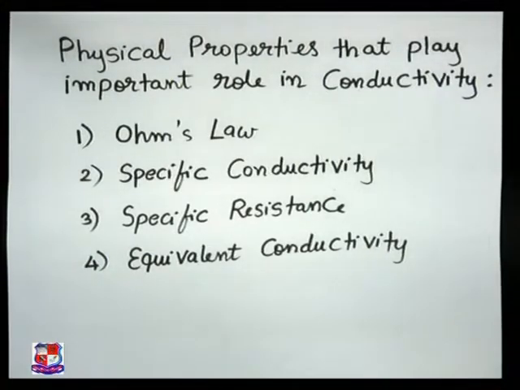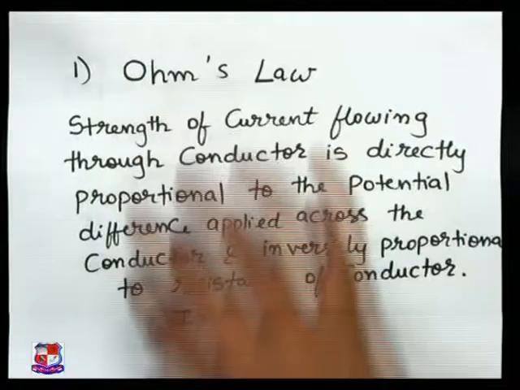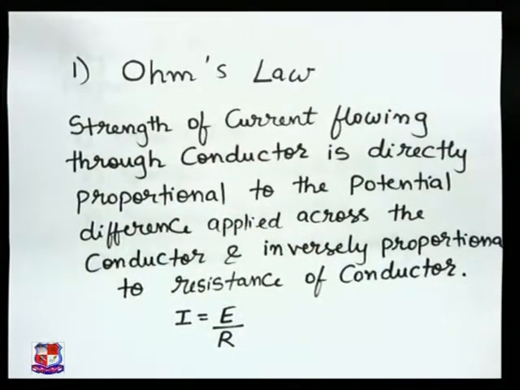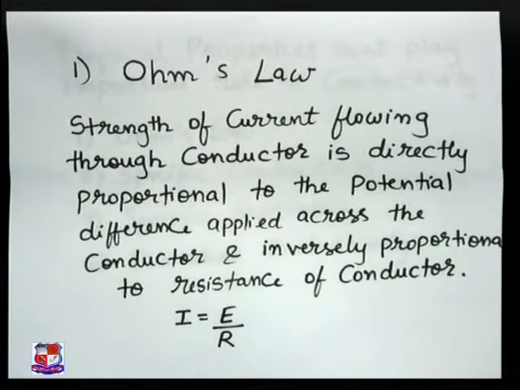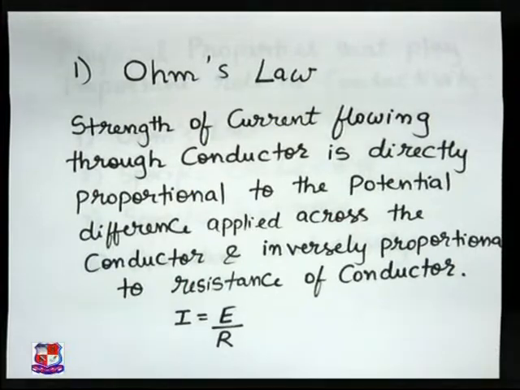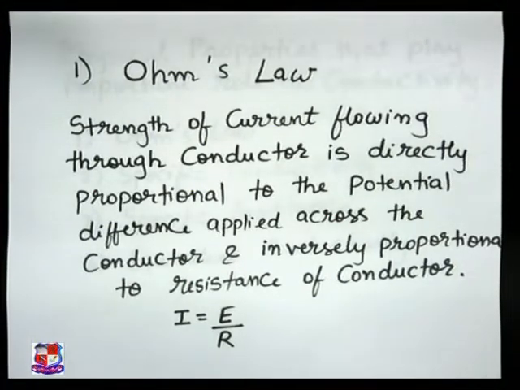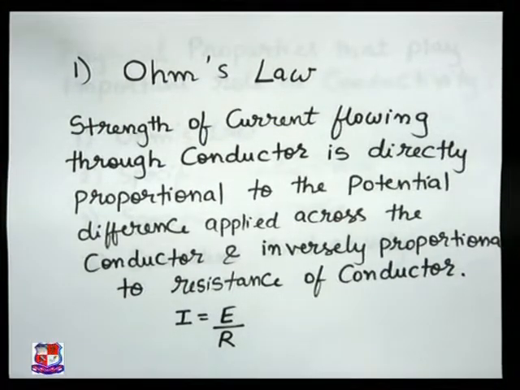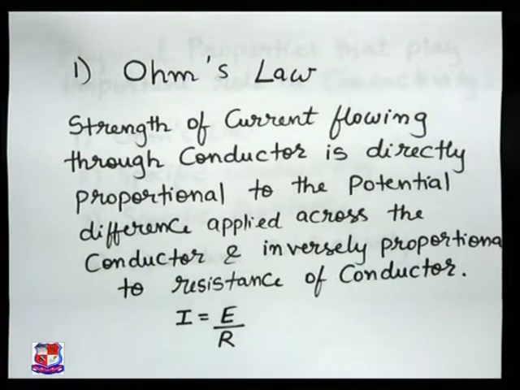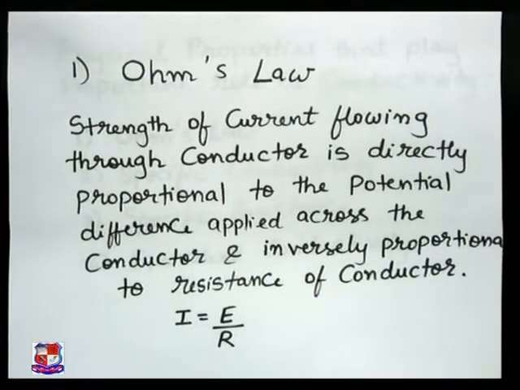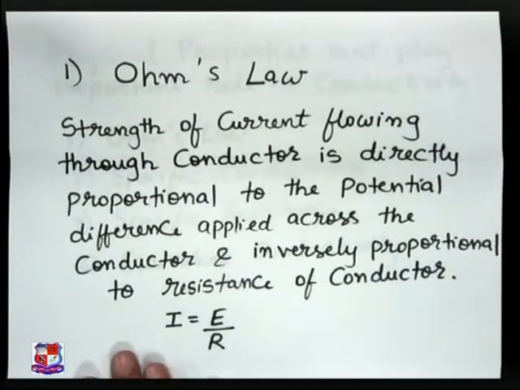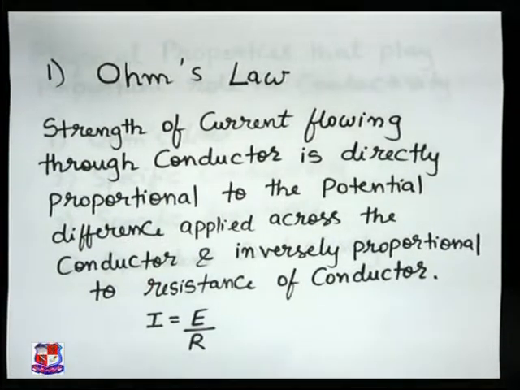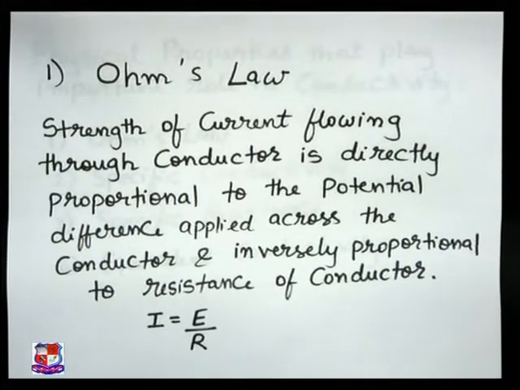In that we have seen already that the first is our Ohm's law. That was the strength of the current flowing through a conductor is proportional to the potential difference applied across the conductor and inversely proportional to the resistance of the conductor. Okay, this one has to be remembered. This is our Ohm's law, that is a very important part.